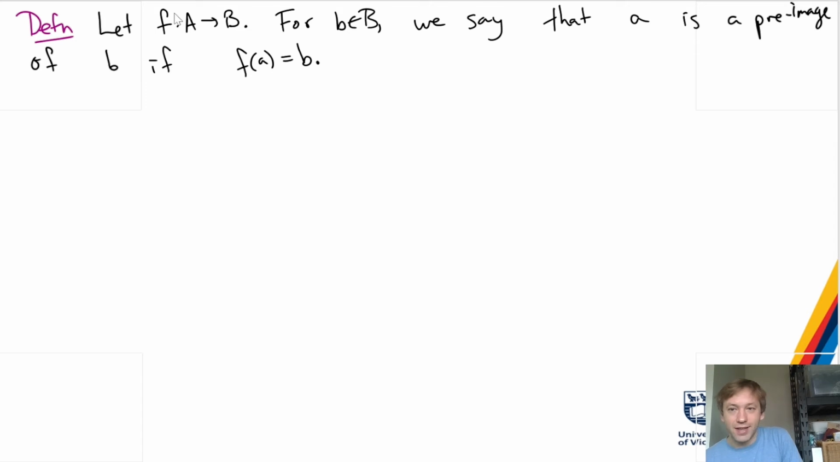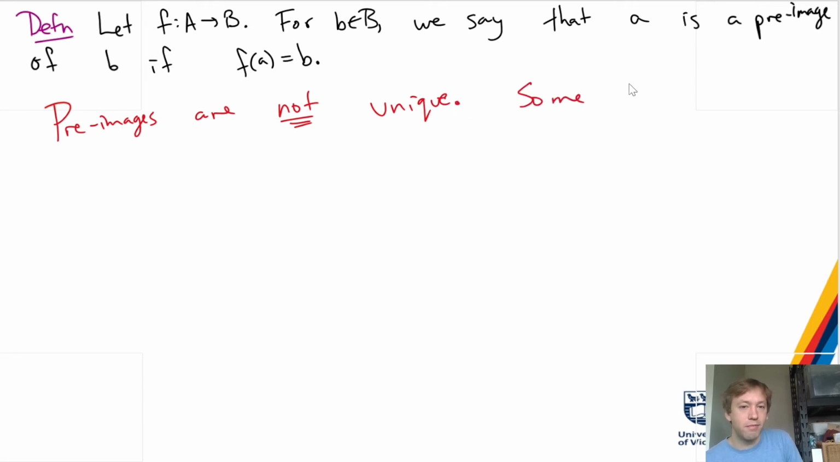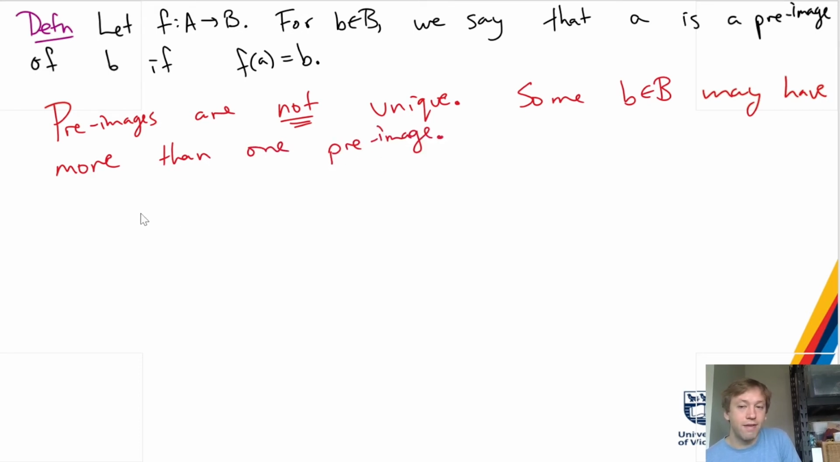Now, here's a thing I really want to stress. I shouldn't even say "the preimage," because there isn't just one preimage for each element. So preimages are not unique. In other words, some little b in big B may have more than one preimage. And in fact, it may have zero.